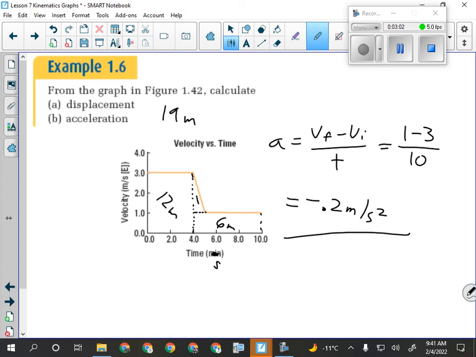Everybody okay with that? Is the negative important? It is. This acceleration is a vector quantity, so we need to make sure we include that.